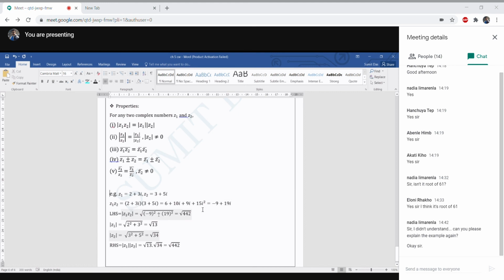Okay, so next is modulus of z1 z2. For z1 z2 we got one complex number, that is minus 9 plus 19i, right? Look here, 15 i square means minus 1, so 6 minus 15 is minus 9. And 10i plus 9i is 19i. So modulus of z1 z2 will be the square root of minus 9 square plus 19 square. If you simplify this one, you will get this. Understood?